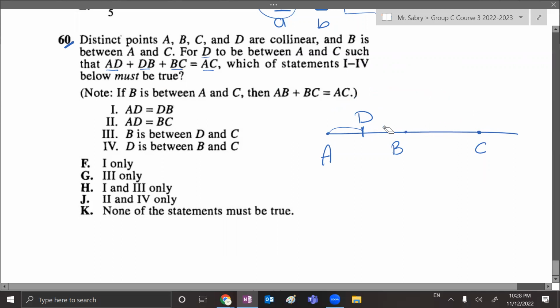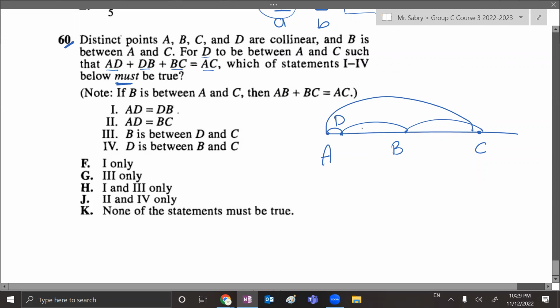Now, let's try to read through this. Which of the following must be true? Does this mean that AD is equal to DB? No. It doesn't mean that this has to be equal to this. That's not true. These could be anywhere. The point D could be here. It's fine. Then AD plus DB plus BC would still be equal to AC, no matter what.